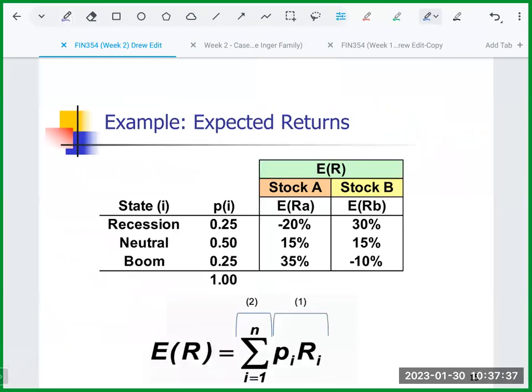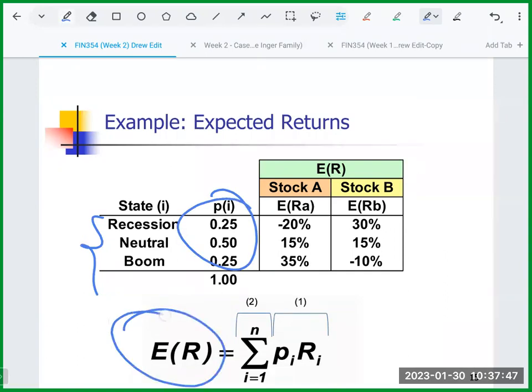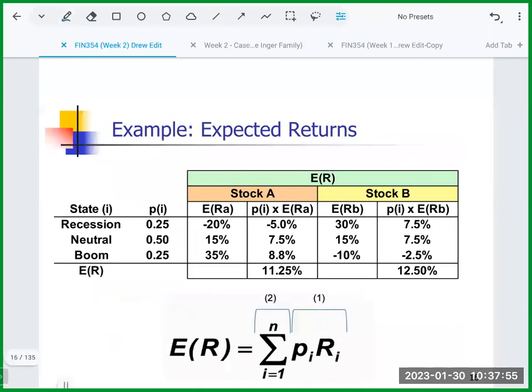So we see that there are 3 states: recession, neutral, and boom. Now we know the returns, we know the probability of them happening, and so we can calculate the expected return by simply multiplying, and then you add it up together. All right, so this is the example. This is what has been done here. So this expected return is here, and you just simply multiply.